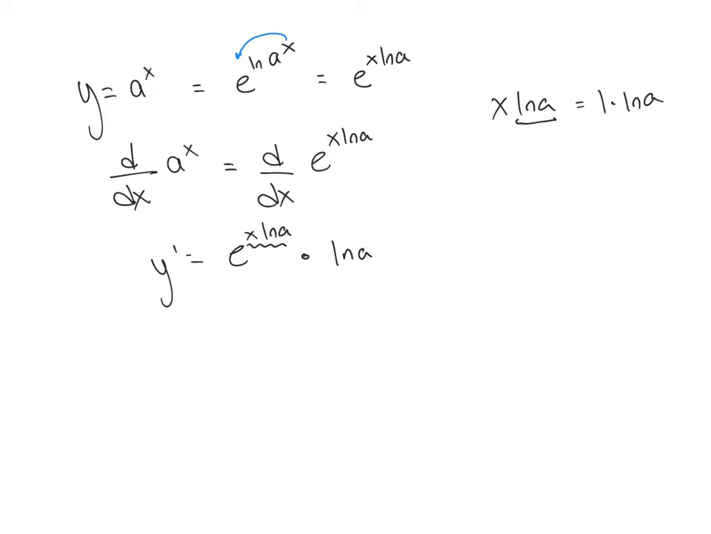Alright, now let's do some more reducing. My x is going to go back up to the a, which is the same rule that I did to undo it in this beginning part. So I have e to the ln of a to the x times ln a. And again, e and ln will cancel, so I can ignore those two. And I get a to the x times ln of a.